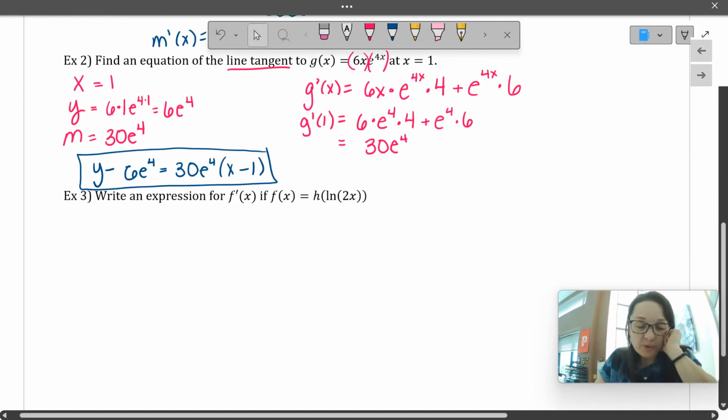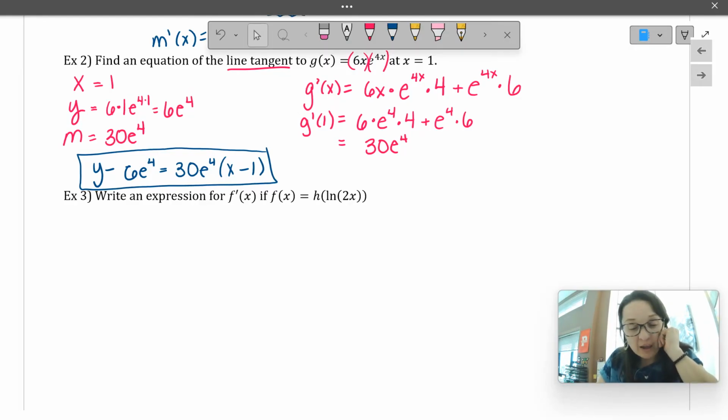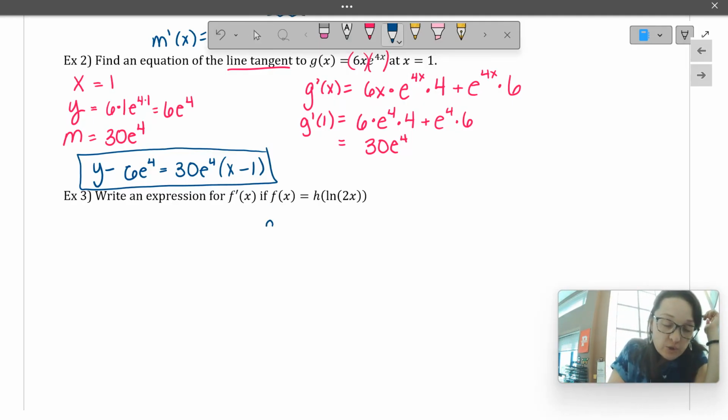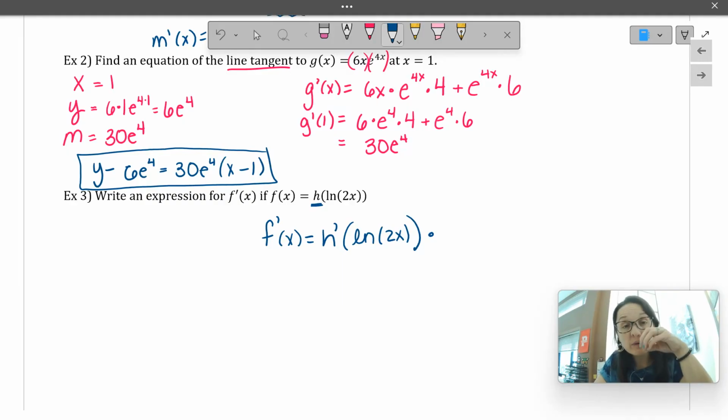Number 3 says write an expression for f prime if f is h of ln of 2x. Just another chain rule. I've got an inside function, I've got some outside functions, I'm just going to roll with it. So if I want f prime, I'm going to take the derivative of the outside, keep the inside, times the derivative of the inside.